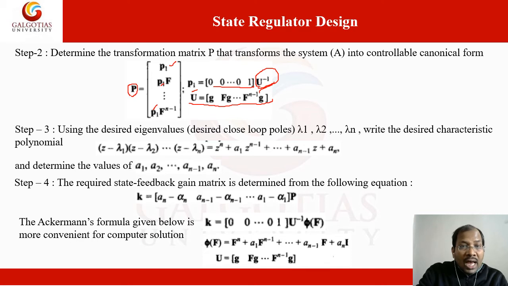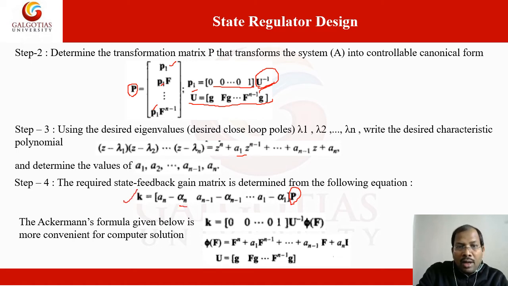Now come to the desired eigenvalues or poles, which we have to select. Suppose these are lambda 1, lambda 2, up to lambda n. We take the product and calculate a1, a2, a3, up to an. Then we can directly calculate the gain K equal to [an minus alpha n, a(n-1) minus alpha (n-1), up to a1 minus alpha 1] multiplied by P. So we get the gain from this.